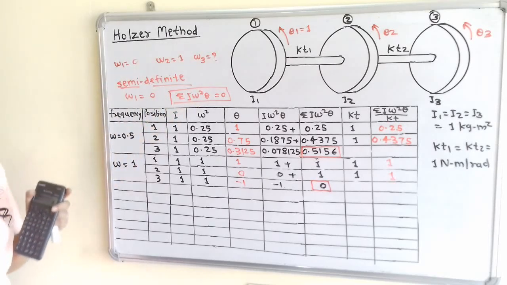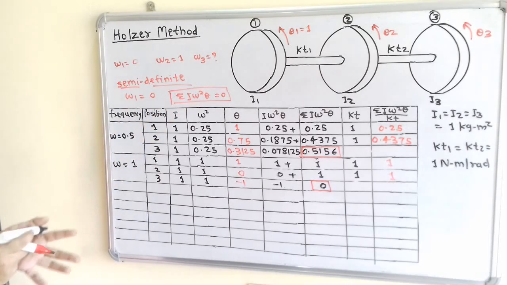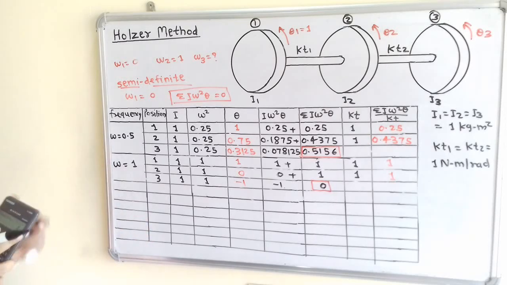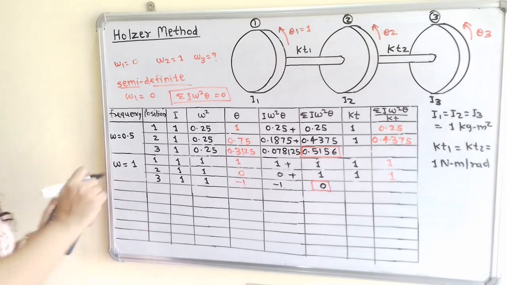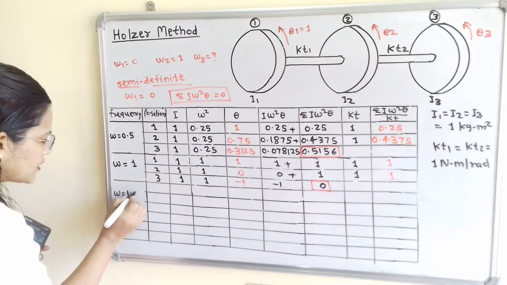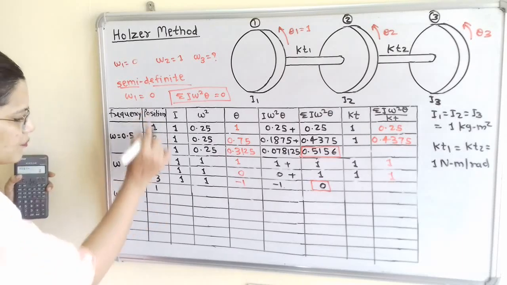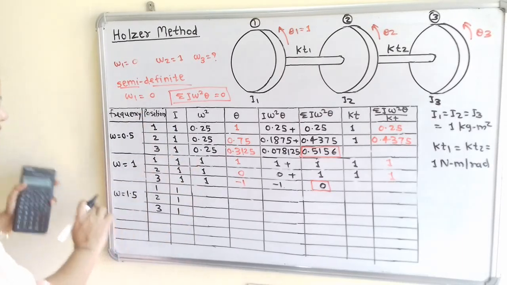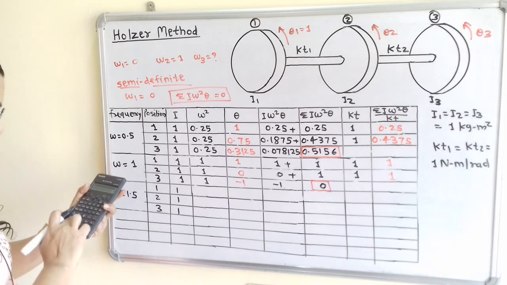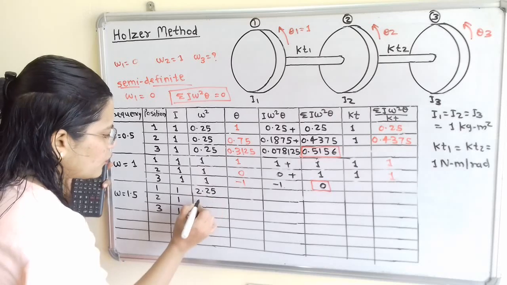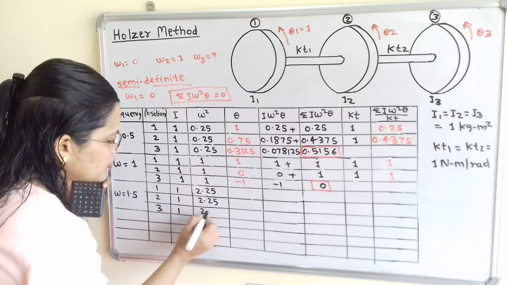Now we will find out the third frequency. Now we will assume the next value. So next value I will consider here 1.5. So for omega is equal to 1.5, we have to solve the question. So again the same position 1, 2, 3, I 1, 1, 1, omega square, 1.5 square, 2.25. So 2.25 for each position.